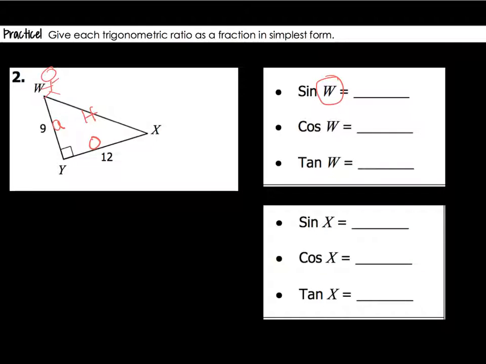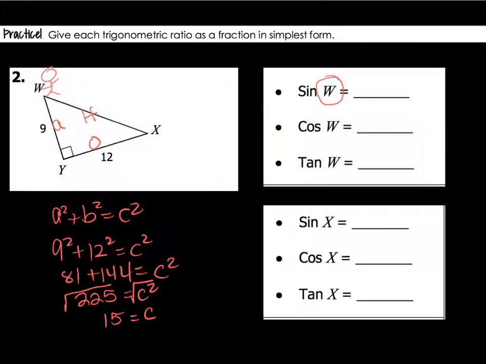So what I have to do is the Pythagorean theorem. So A squared plus B squared equals C squared. And let's see what we get. I find out that C is equal to 15. So I'm going to come up here and write that as my hypotenuse. So now I have enough information to fill in the sine of W. Sine is opposite over hypotenuse. That would be 12 over 15, but that's not simplified.